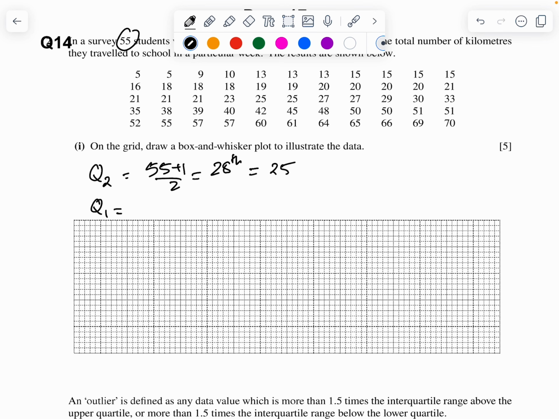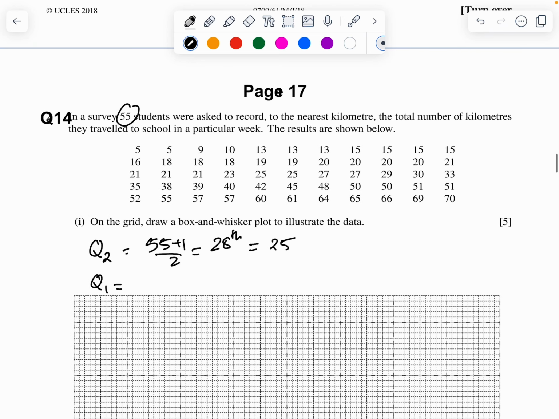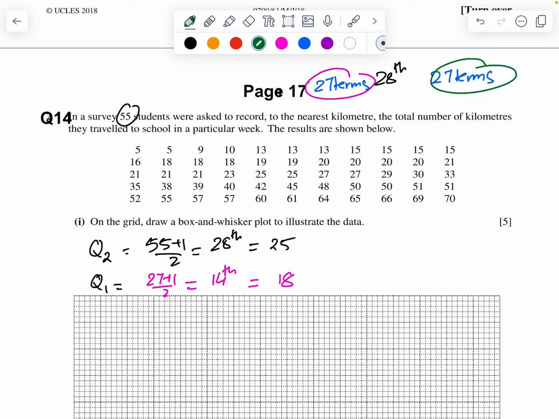For Q1, so the 28th term. There are 27 terms on the left side and 27 terms on the right side. Now for this one, the middle number will be Q1, which is 27 plus 1 by 2, 28 by 2, the 14th term. Which is the 14th term? 18. Again, for Q3, it is 27 plus 1 by 2, which is the 14th term.